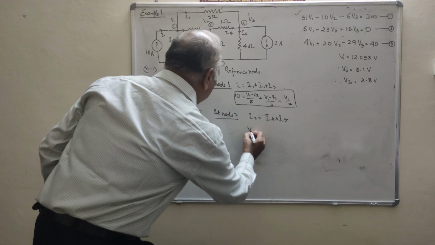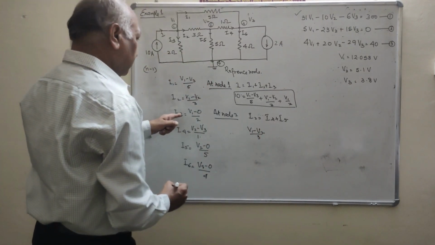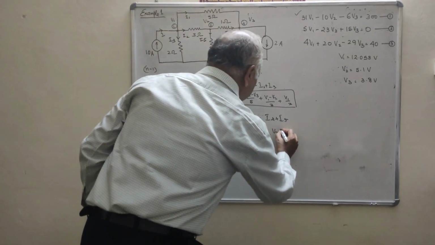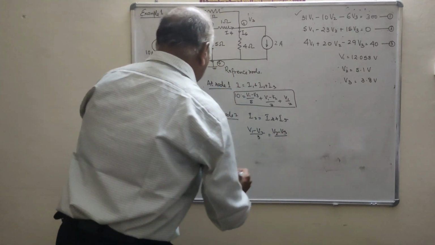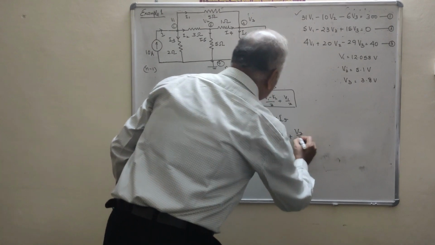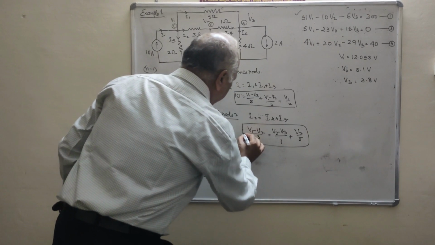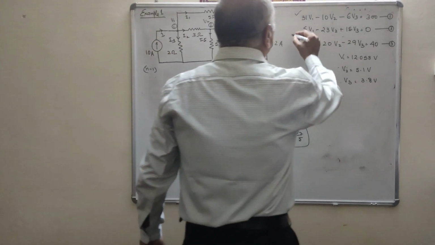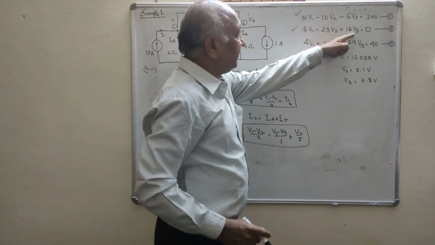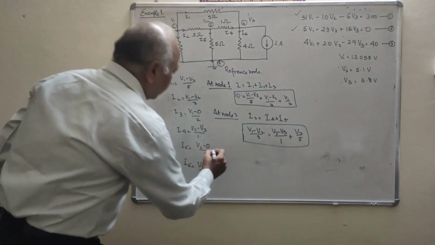I2 is equal to (V1 minus V2) upon 3, that is equal to I4, (V2 minus V3) upon 1, plus I5, that is V2 upon 5. Clear? After solving this equation, we are again getting the equation 5V1 minus 23V2 plus 15V3 is equal to 0. Clear? Now at node 3.